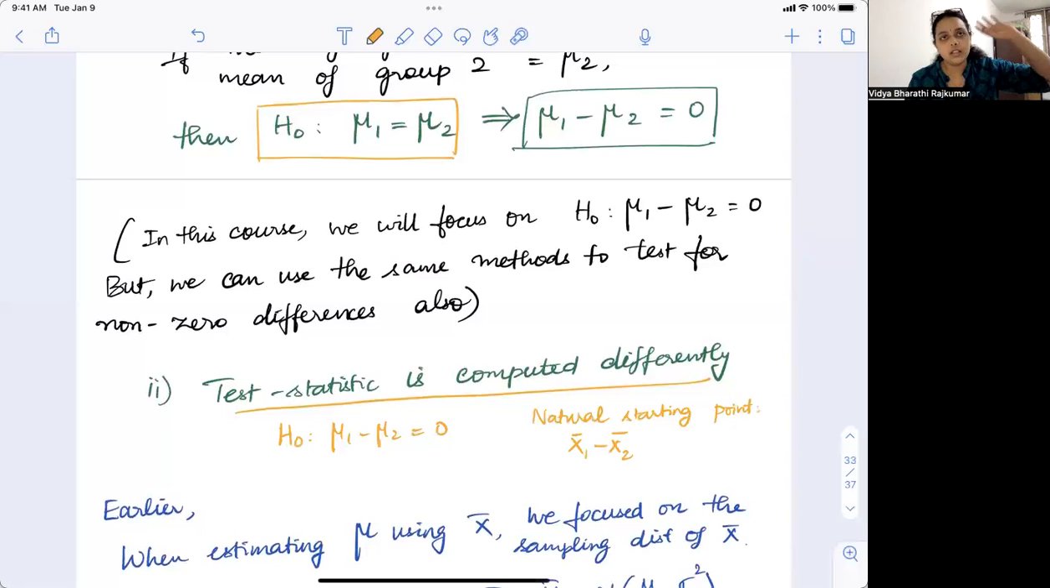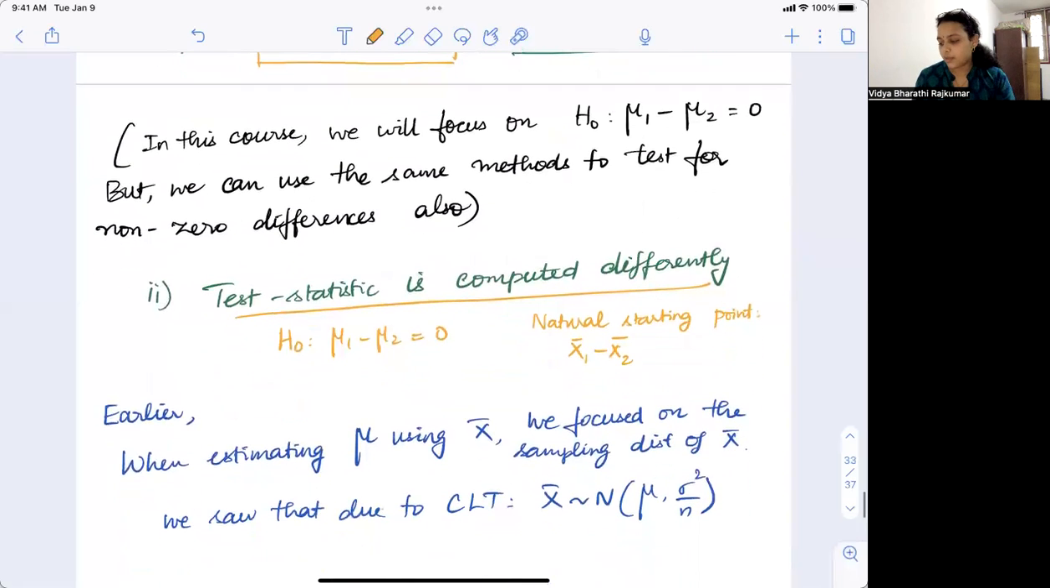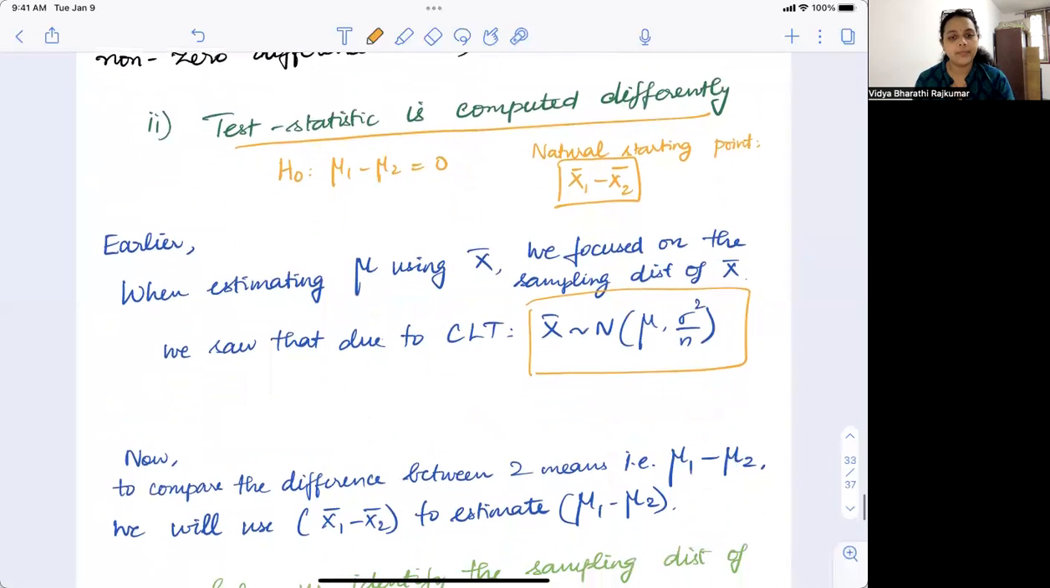If you are interested in, say, the difference in population level scores between boys and girls, maybe you've taken a sample of boys and a sample of girls, and you could compare the average from each of those samples. That's a good starting point. So earlier, when you had x bar for mu, we were able to write down the distribution of x bar using the central limit theorem. We were able to write down that x bar is normally distributed with mean mu and variance sigma square by n. Now, if we were to do something similar in this case, we'll have to figure out how to write down the distribution for x1 bar minus x2 bar.